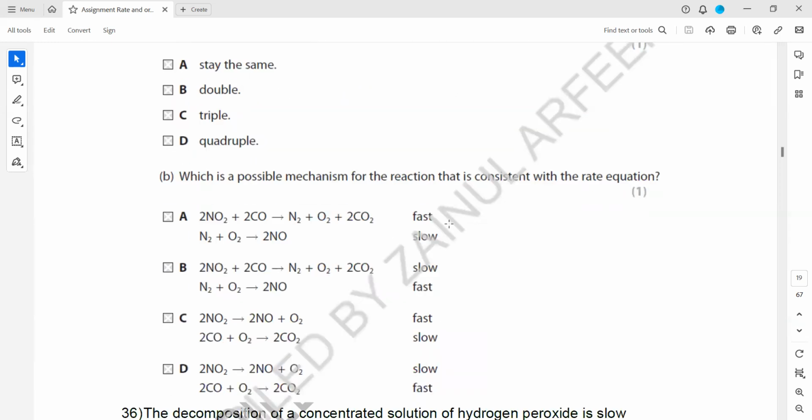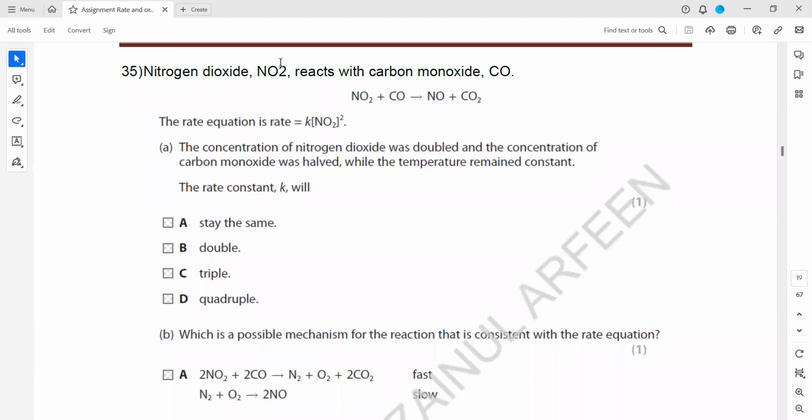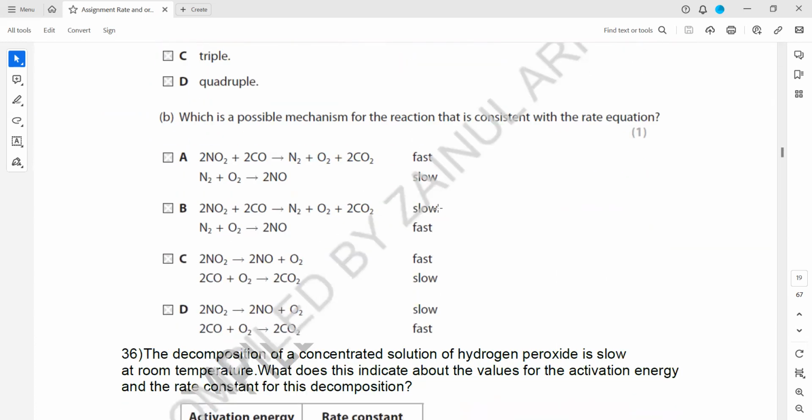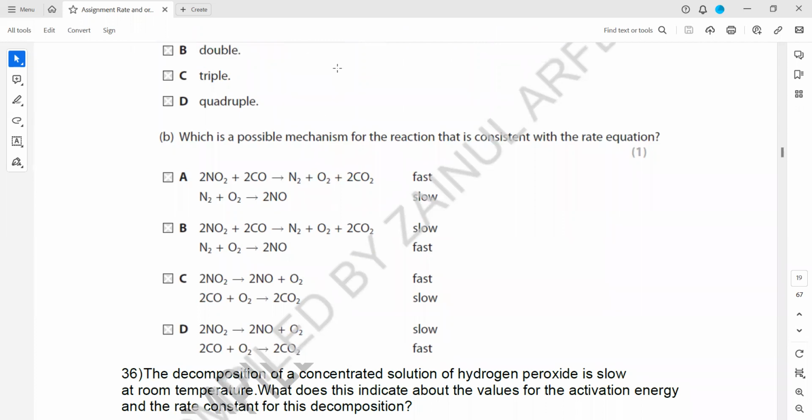Which is a possible mechanism? As you can see, the rate equation only involves the concentration of NO2. So the rate determining step, the slowest step, should have NO2. So which one is the slowest step? If I write the rate equation for this one, rate equals K times the concentration of N2 and O2. So this is not correct.